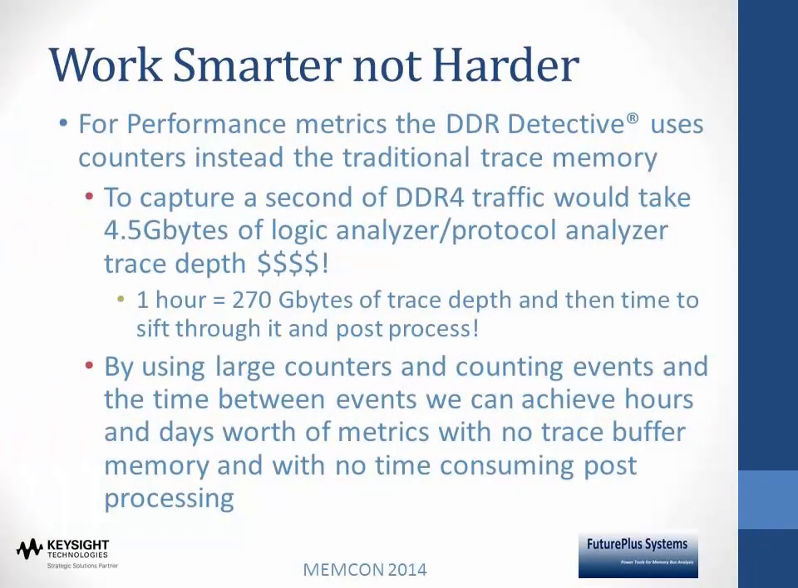The DDR Detective is the only tool on the market that can make these measurements, and that's because it uses counters instead of the traditional approach of using trace memory. Trace memory is quickly exceeded in today's fast systems. To capture 1 second would require 4.5 gigabytes of trace depth. 1 hour would require 270 gigabytes. This is expensive and slow. By using large counters and counting events and the time between events, we can achieve hours and days worth of metrics with no trace buffer memory and no time-consuming post-processing.